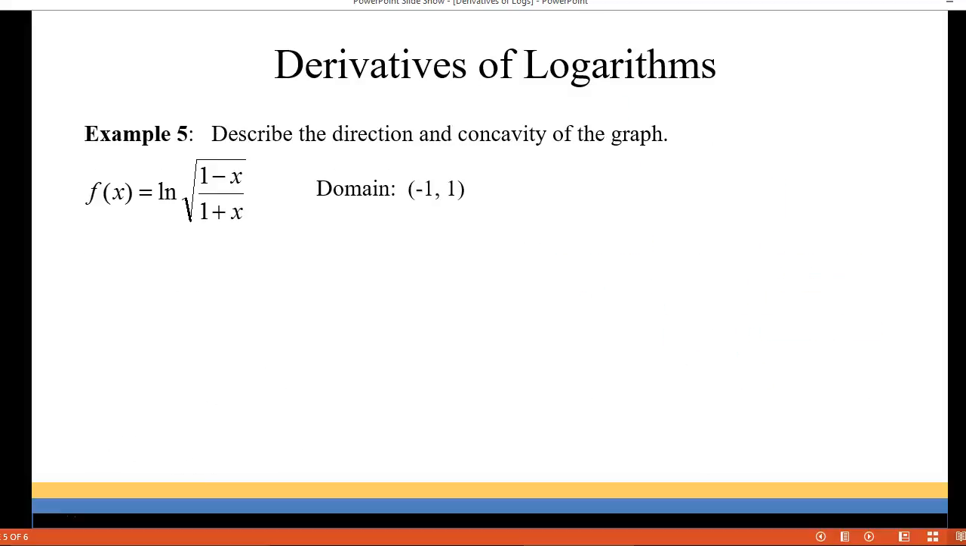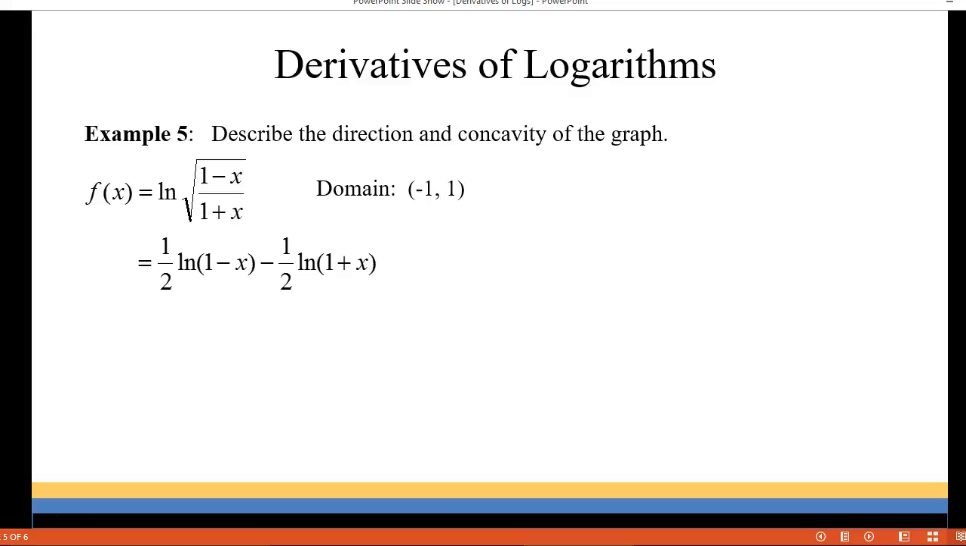For our fifth example, we want to find the direction and concavity of the graph. We have the natural log of the square root of (1 minus x) over (1 plus x). The domain of this function is negative 1 to 1, exclusively. If you put in a negative 1, you would have 0 in the denominator. If you put in a positive 1, you would have a 0 in the numerator, and you can't take the log of a 0. So you can't include the endpoints.